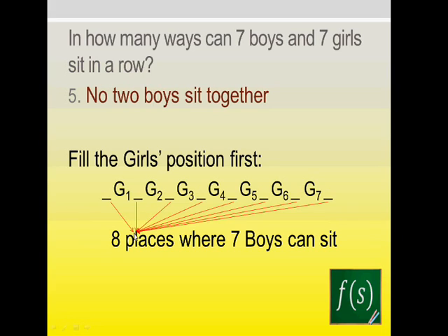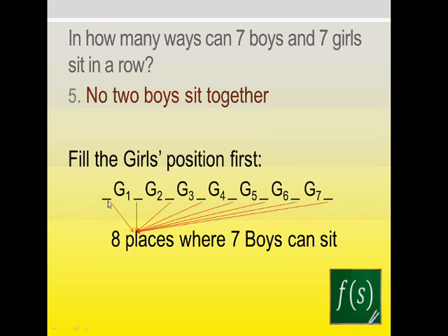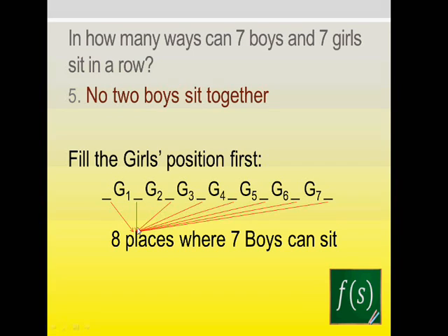Now these are the 8 places where 7 boys can sit. Try and understand that if you pick any 7 places from these 8 and make the boys sit there, no 2 boys will sit together. There will be at least one girl who will always be between them. You can pause and have a look. You can select any 7 places and you will always see at least one girl between the boys. So this is how you have to approach this kind of problem, which is a very important one.